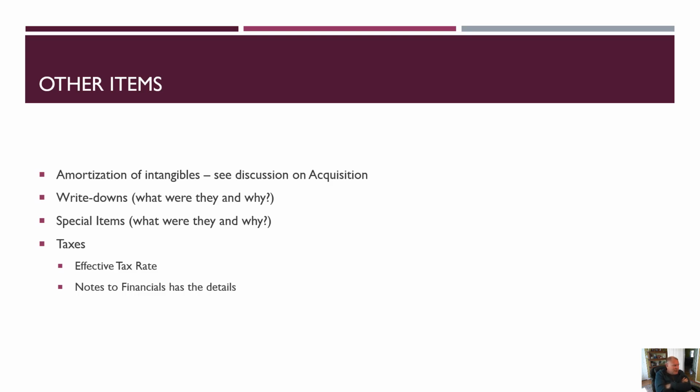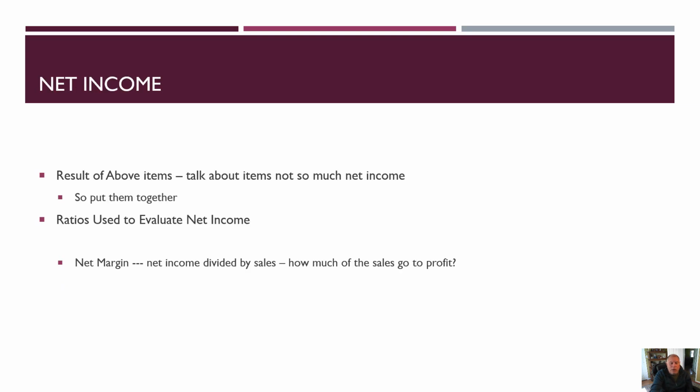When we get into taxes, there's the effective tax rate, and then the notes to the financials have all the details. When you get to step 5, we'll have a more in-depth discussion on that. So the results of all the above items of revenue and looking at expenses, net income. So when you're looking at the income statement, to talk about the net income alone doesn't tell us anything. You've got to talk about net income within the context of what's happening with revenue and expense.